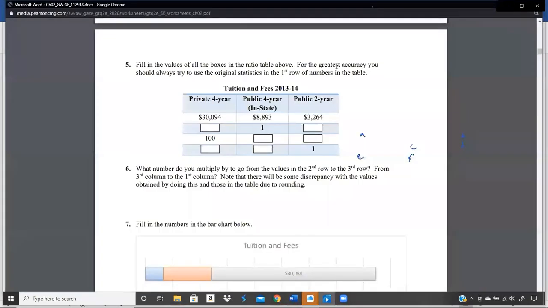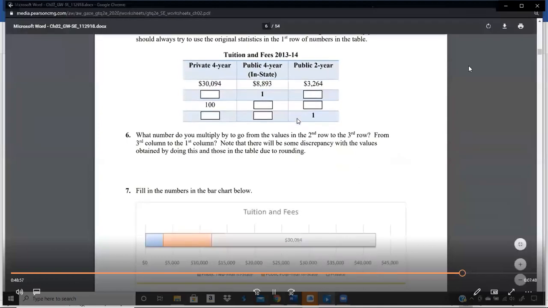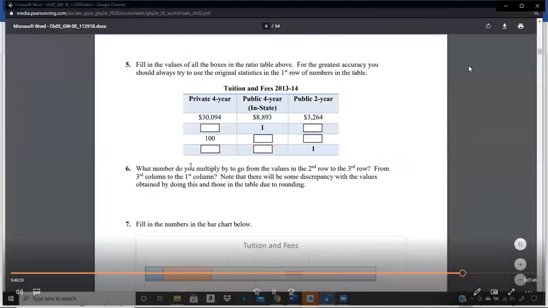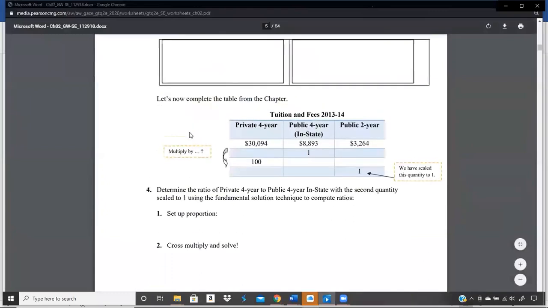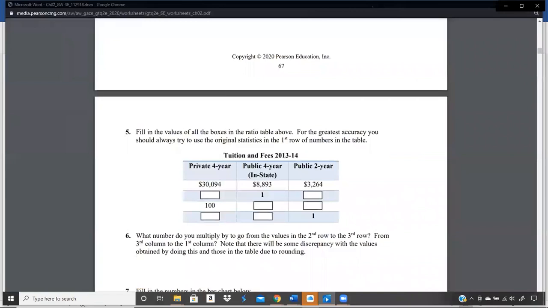All right, let's clear our screen. Go off of annotate. Question 6 refers to that multiply thing I was talking about, going from here to here. Multiply by what? So how would you go from here to here, just doing a multiplier and not cross multiplying? Because cross multiplying is one way to solve proportions, but when you scale to 1, you don't necessarily have to cross multiply and all that jazz. You don't necessarily have to set up a proportion.